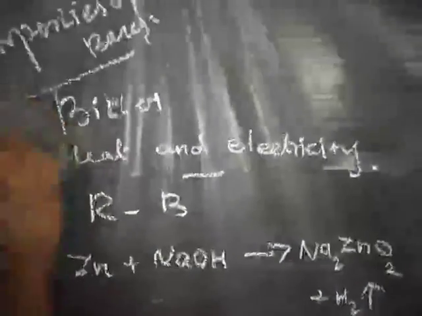Next, uses of bases. So what are the uses of bases? First point: sodium hydroxide and potassium hydroxide are used in the manufacturing of soap and detergents. Which bases are used? Sodium hydroxide and potassium hydroxide.